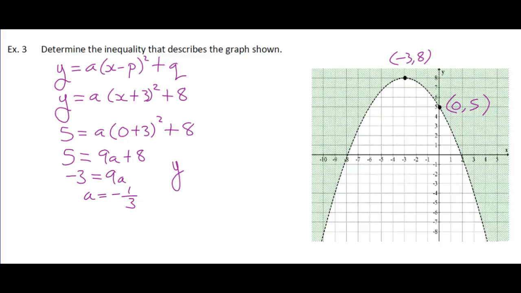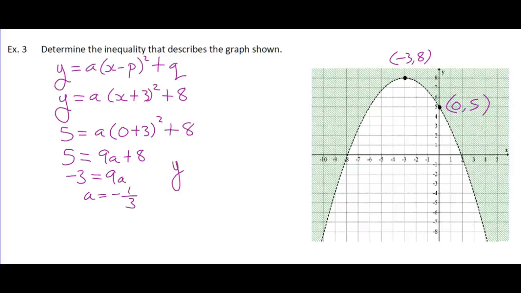Greater than, right? So if we're less than, it would be inside the parabola. Okay, so y must be greater than. So all the values in the shaded region are bigger than the corresponding y value on the parabola, right? That's what you're looking at. If it's shaded above, it's greater. If it's shaded below, it's less.